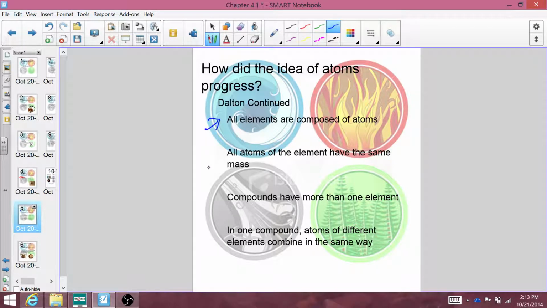And all of the atoms of an element have the same mass. So every single oxygen atom had the same mass as every other oxygen atom.